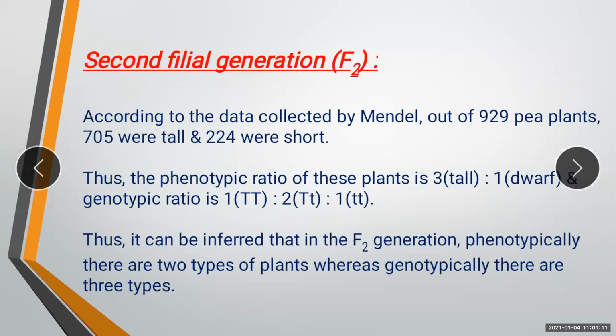Thus, it can be inferred that in the F2 generation, phenotypically there are two types of plants, whereas genotypically there are three types, right? So I hope all of you have followed Mendel's monohybrid cross. If you have followed this monohybrid cross, then you'll easily understand Mendel's dihybrid cross also. Okay, so let us start with Mendel's dihybrid cross.